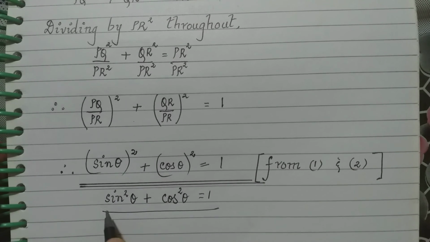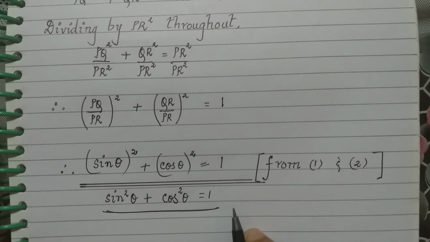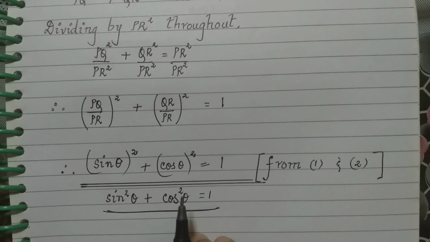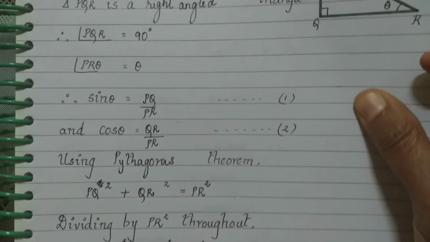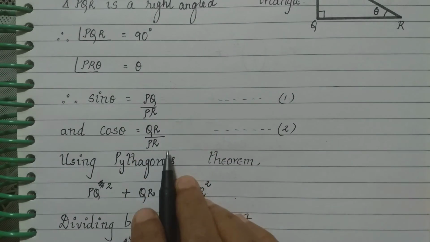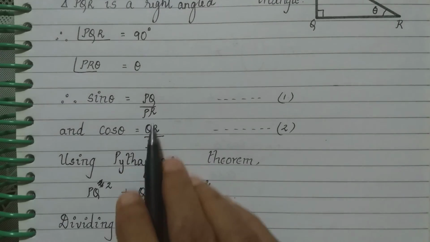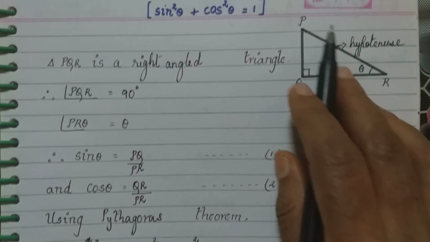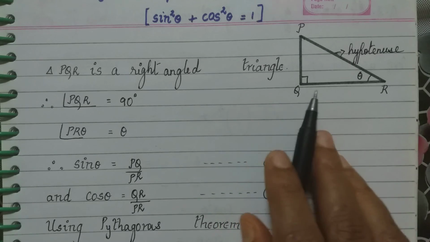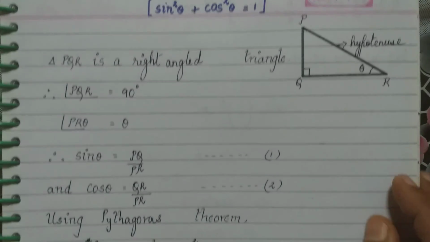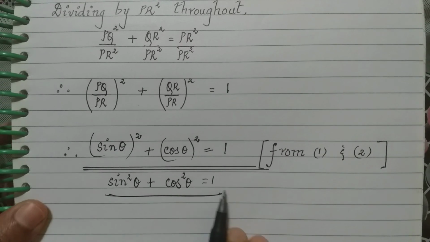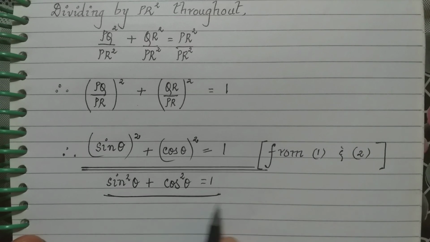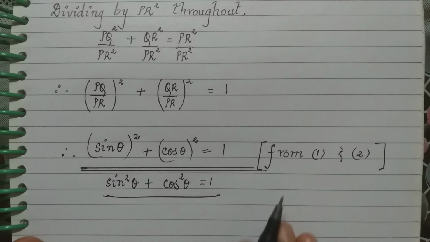So this is the equation which we will be mostly using in practice set 8.2. Here I have written from 1 and 2 because in 1 and 2 we had written what is sine theta and cos theta. So either we take it from here or we can go back to the figure, identify what is sine theta and cos theta and then put it back here. So finally we get this equation, sine square theta plus cos square theta is 1, which we will be using in the next practice set.